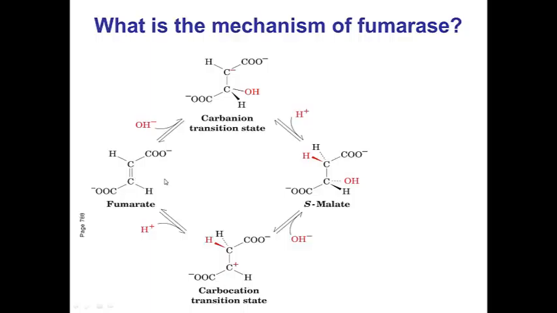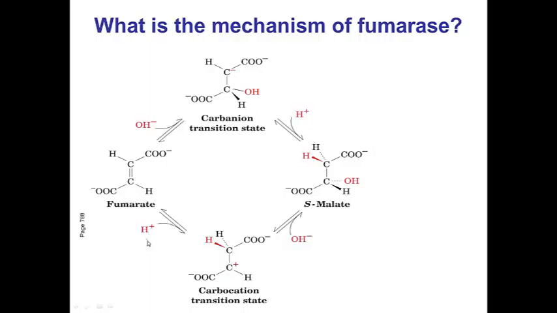In order to go through the carbanion, we would first add the negative hydroxyl group, which would push the electrons from the double bond out onto the carbon, forming a carbanion. Then second, if we add the proton to that carbanion, now we have the product malate.